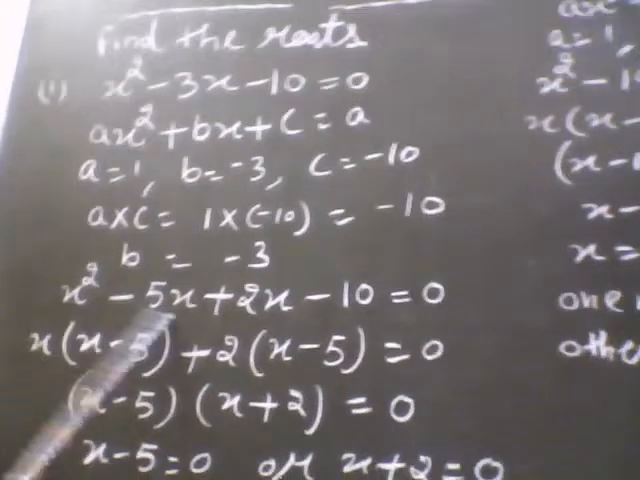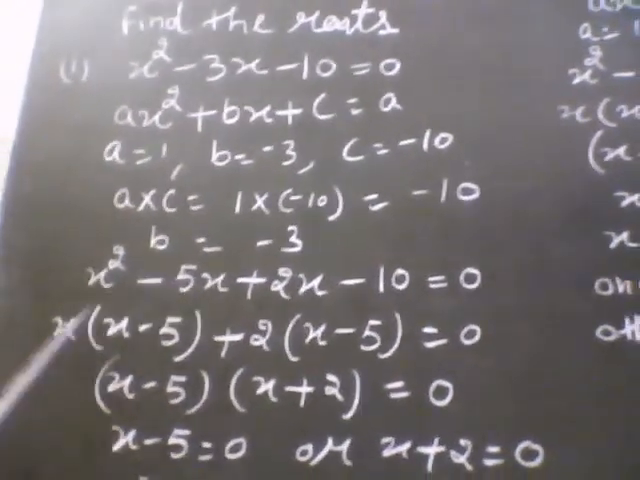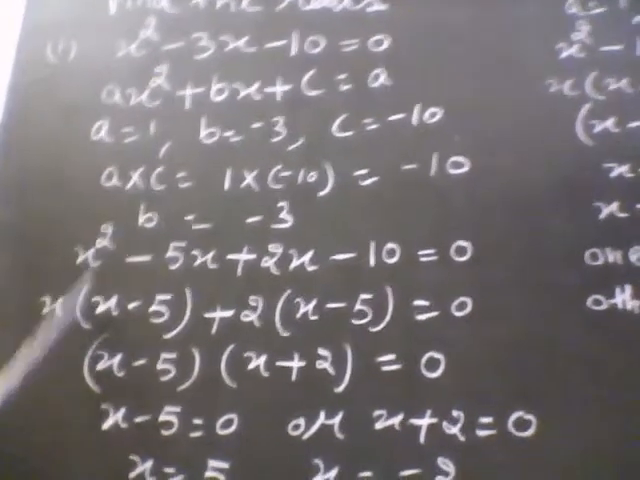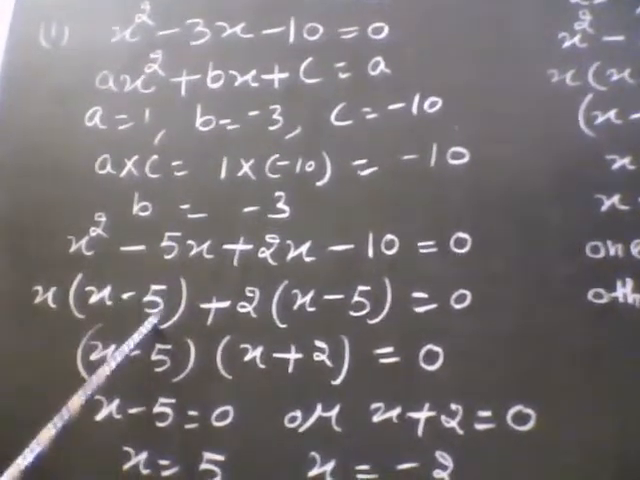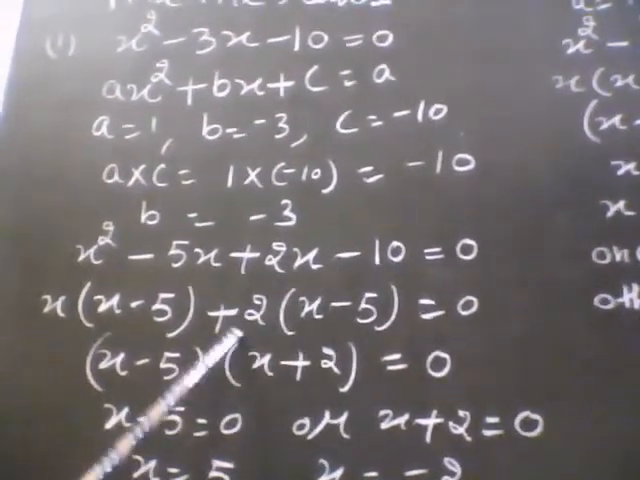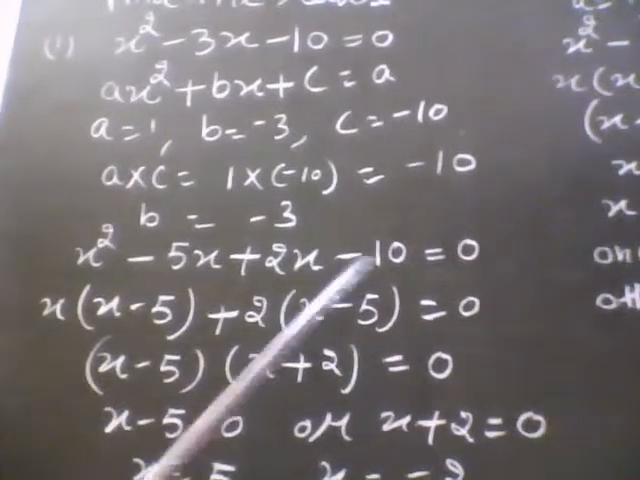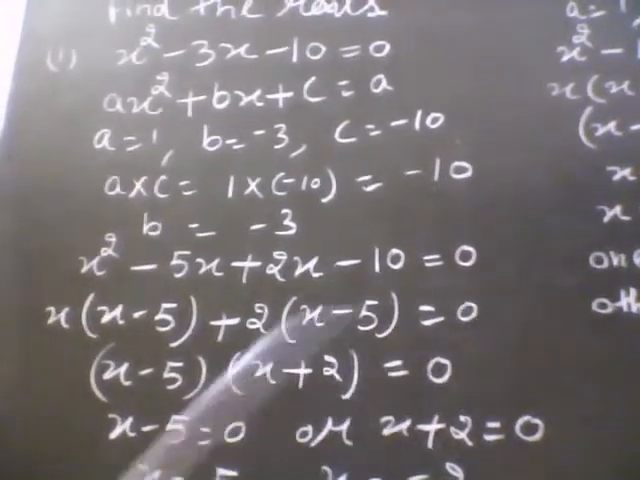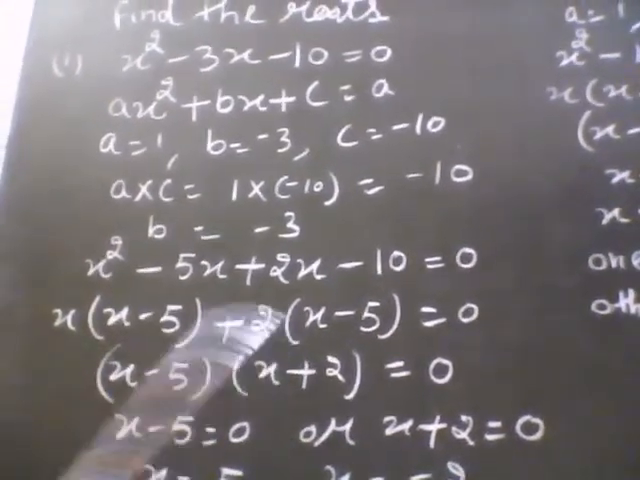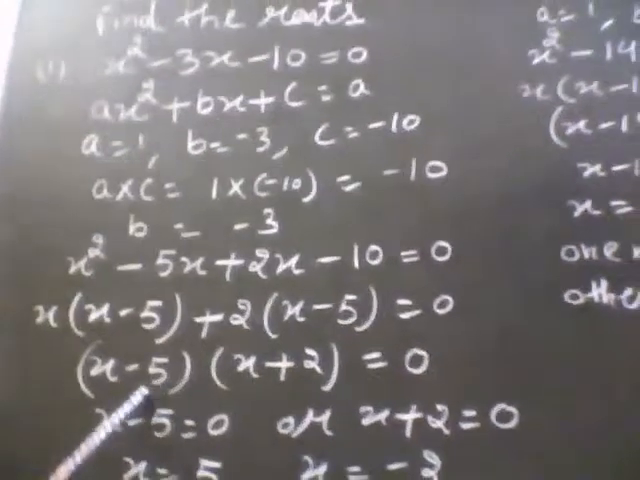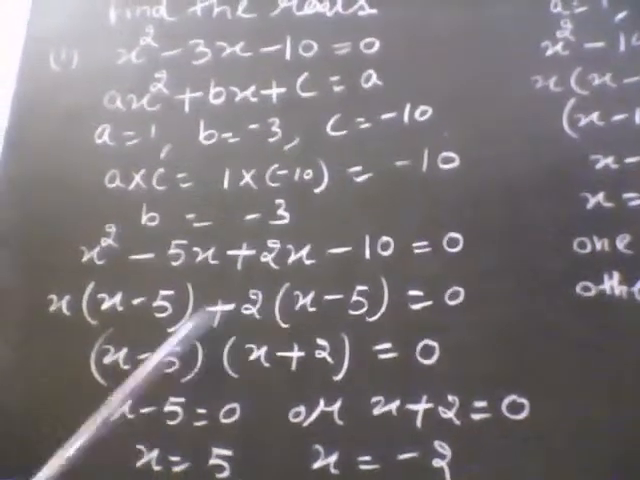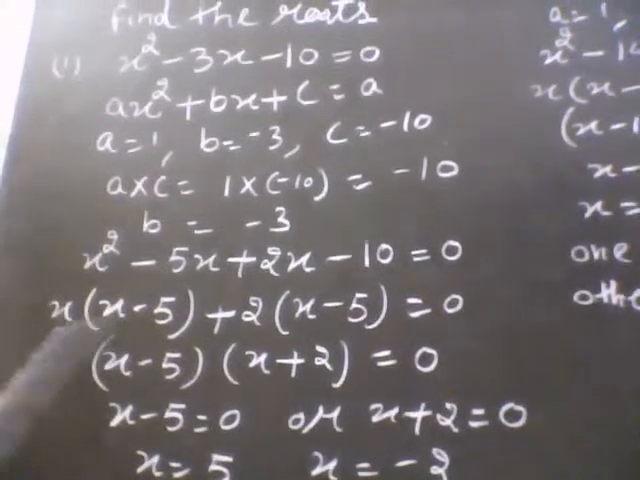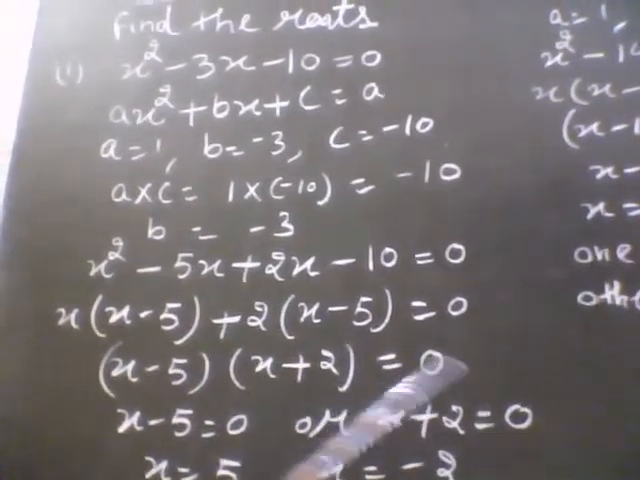Now from these two terms, we have x as a common. Then here we get x minus 5. And from these two, 2 is the common, and there x minus 5 equal to 0. Now again from these, we have x minus 5 as a common. Then we'll take x minus 5 out as a common. Then we get x plus 2 equal to 0.